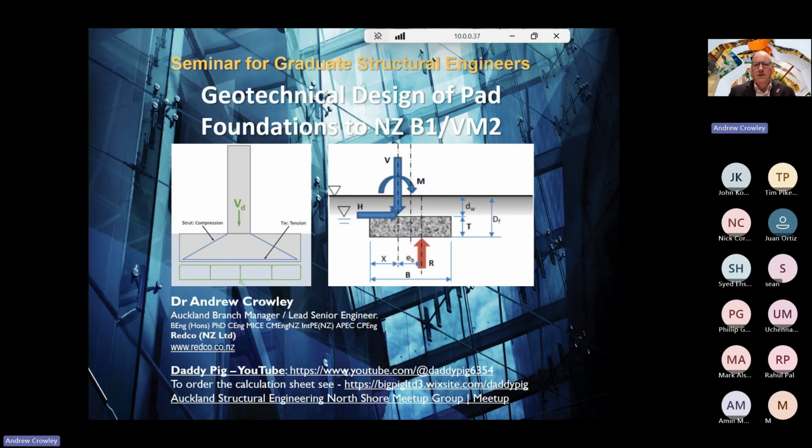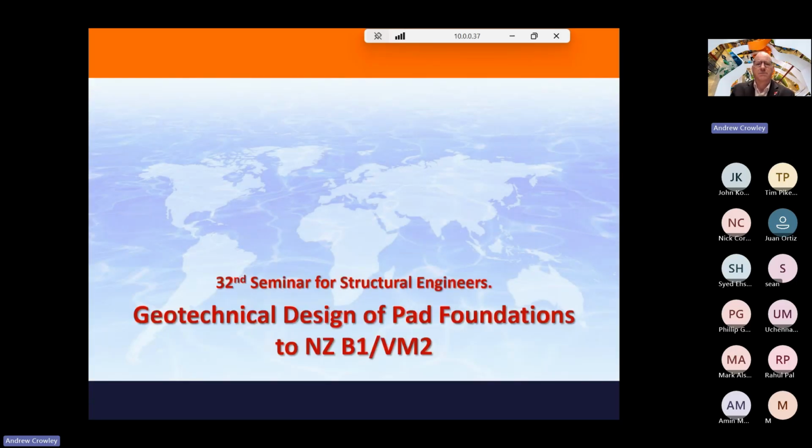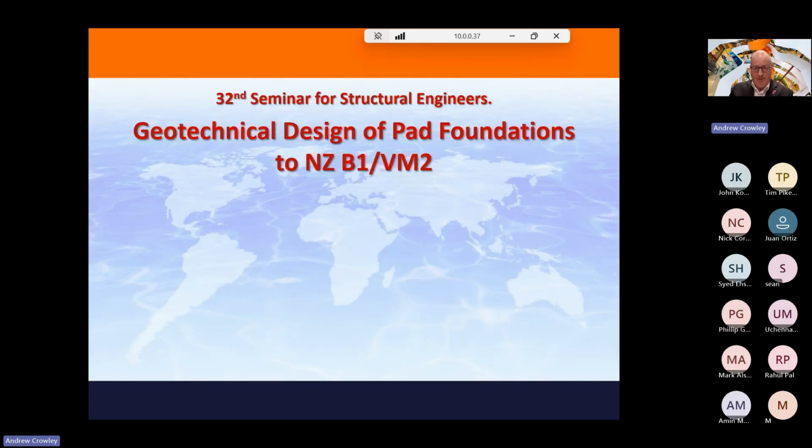Good afternoon and welcome to another seminar for structural engineers. This is aimed at graduates, but anyone wanting to know a little bit more about structural engineering. It's always useful. And this is taken from the New Zealand Building Code B1 VM2. And for the sharp-eyed, you'll notice it used to be VM4. They've taken out VM2 and VM3 and renumbered them.